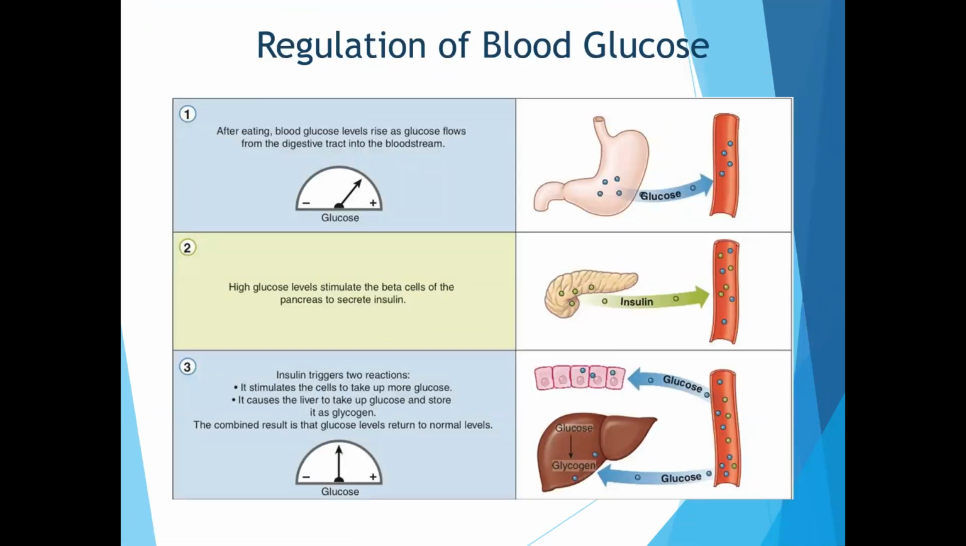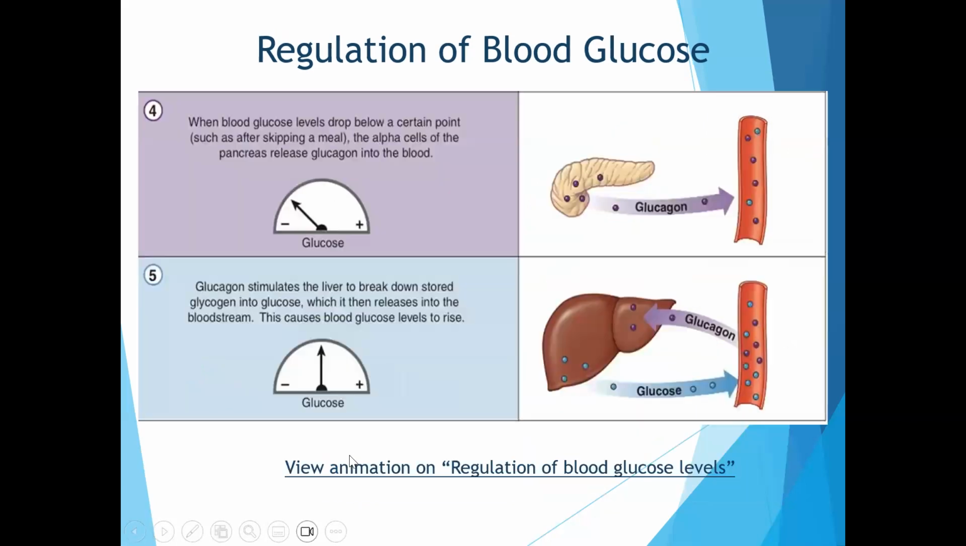Okay, let's walk through the whole regulation of blood glucose because this is a very clinically applicable topic. Right after eating, our blood glucose levels are going to rise because glucose goes from the digestive tract into our bloodstream. That increase in glucose stimulates our beta cells to secrete insulin. They see that glucose is elevated in the bloodstream and we need our cells to balance that back out. The only way to trigger them to do that is the release of insulin. Once insulin is released, the cells take up more glucose, and the liver takes the excess glucose and stores it as glycogen for later use.